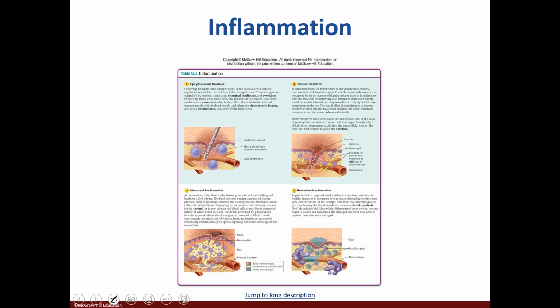Let's discuss the inflammatory response. The first step is injury and the immediate reaction. After an injury, cytokines are released. Vasoconstriction occurs to prevent blood loss while immune system cells are called in. The blood vessels then increase in diameter, then constrict and dilate again. It helps to flush the bacteria away, prevent blood from leaving, and bring additional immune system components in.